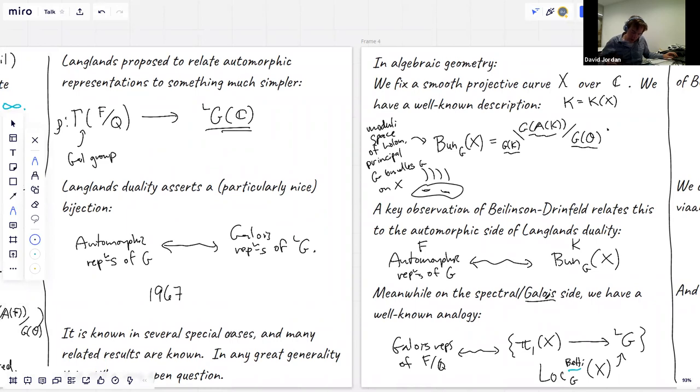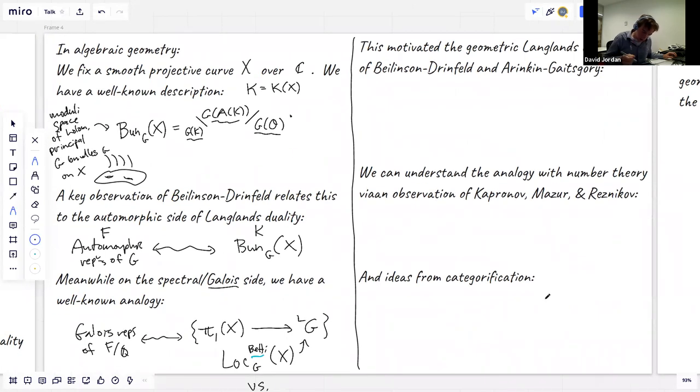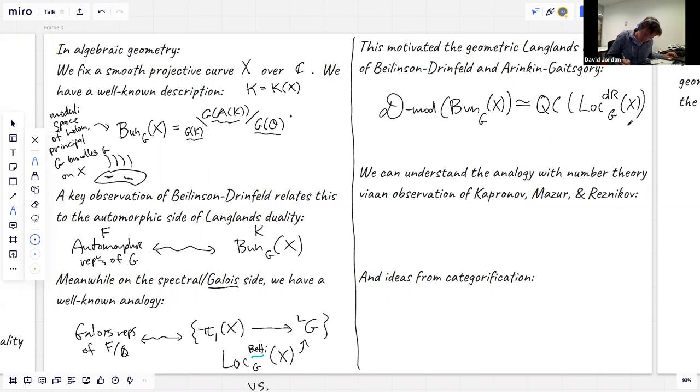Okay, so they set up these parallels here. And then they made this very nice conjecture, which says that if we look at a category of what are called D modules on Bun G of X, that this category is equivalent to the category of quasi-coherent sheaves on loc G de Rham of X.